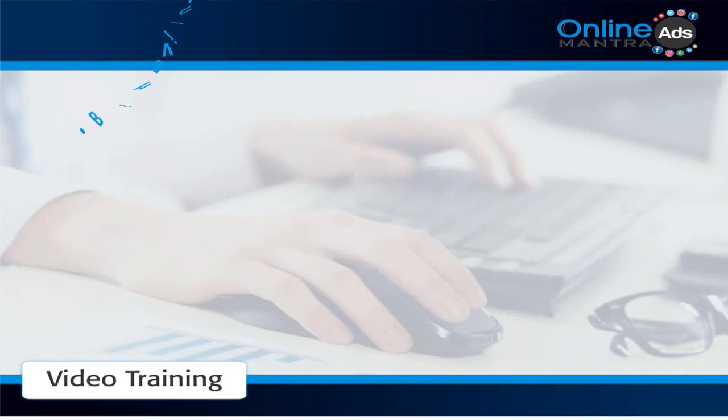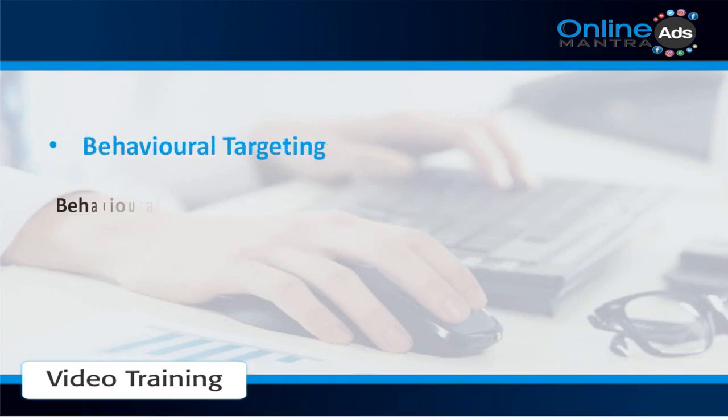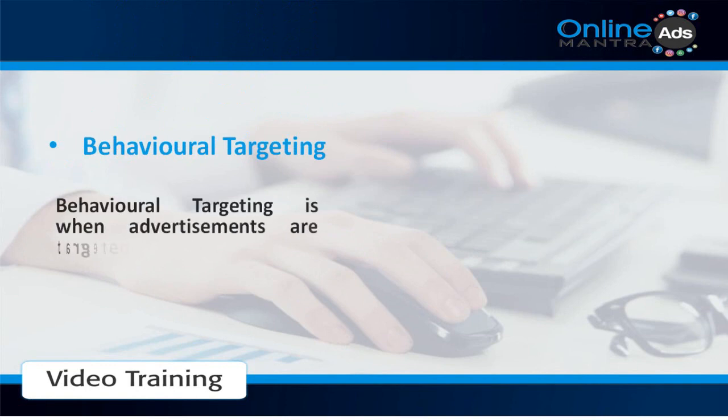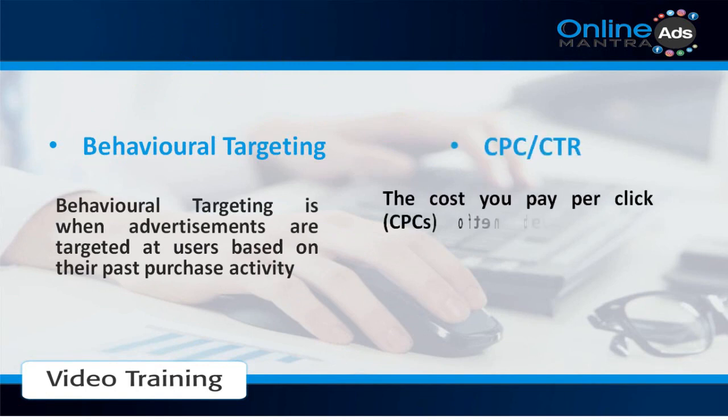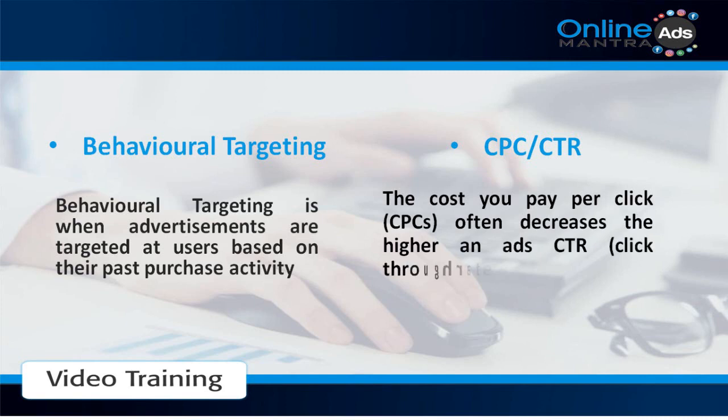business. Behavioral targeting. Behavioral targeting is when advertisements are targeted at users based on their past purchase activity. CPC. The cost per click, CPC, often decreases the higher an ad's click-through rate is.